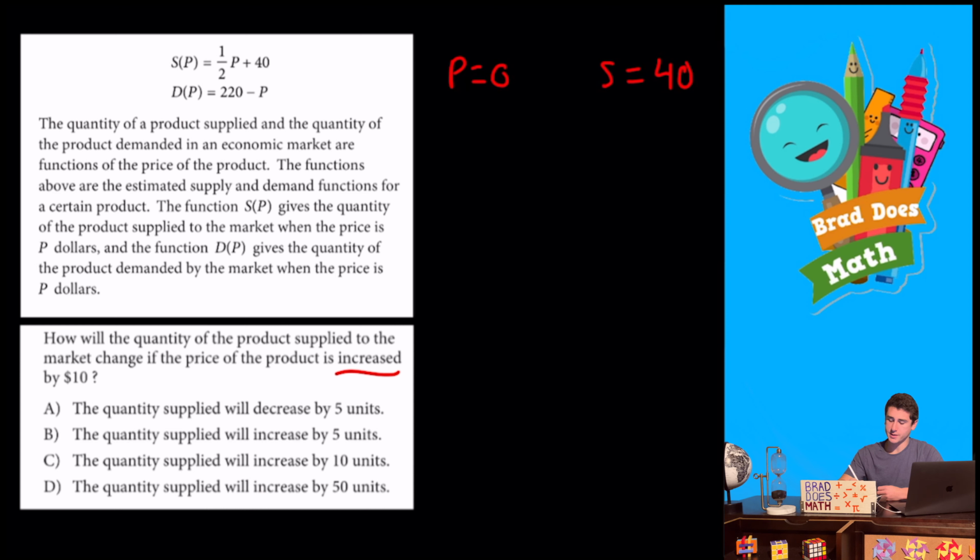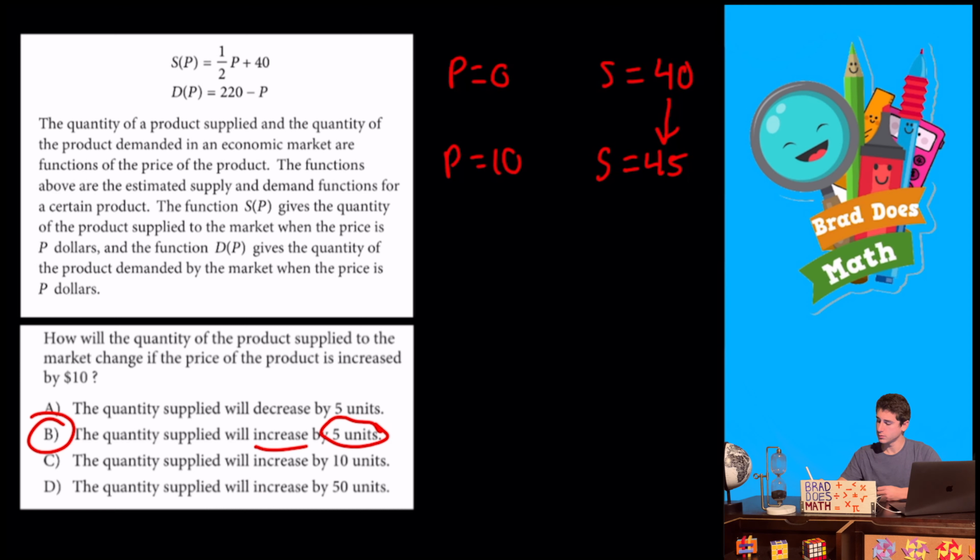Now let's increase that by $10. Now my P is 10. I increased the price by $10. Now 1/2 of 10 is 5, and 5 plus 40 is 45. So you can see the quantity supplied will increase by 5 units. So it's got to be B.